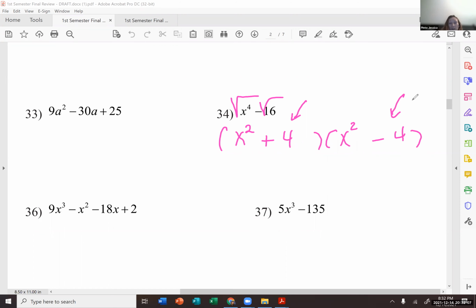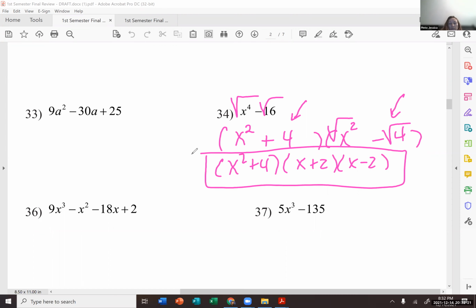It's a chain reaction. So I factor that to, I still have the x squared plus 4. And then taking the square root again, I get x plus 2 and then x minus 2. Final answer.